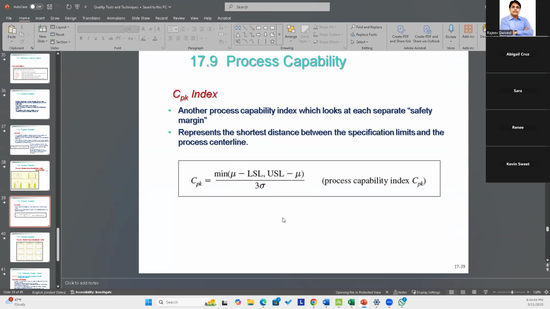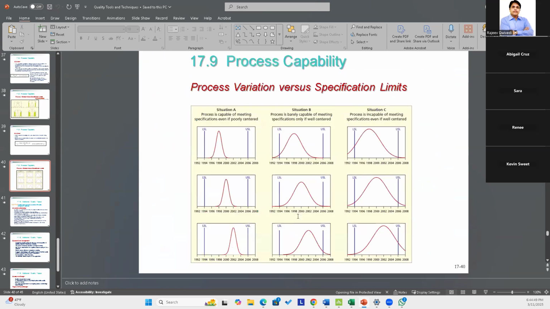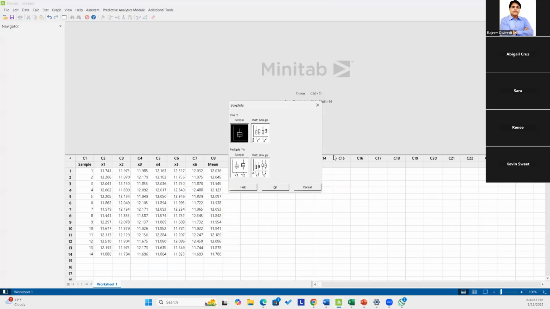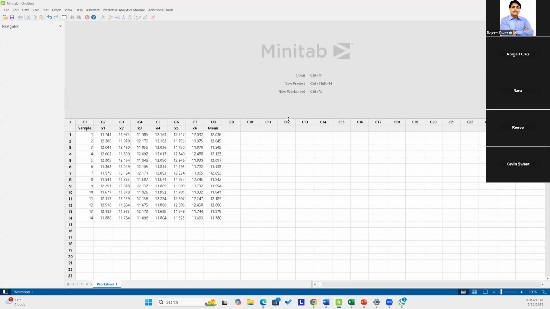So this is about this chapter's theoretical part. Let me demonstrate the Minitab, then you can ask the question. This is one of the questions I have asked. You have these 6 samples. How do we do an X bar chart, R chart, or P chart?